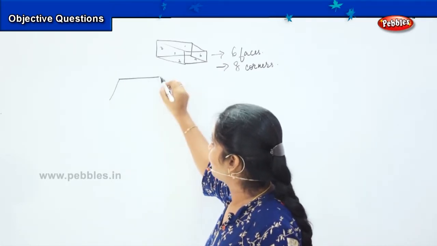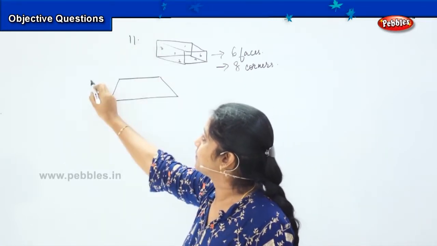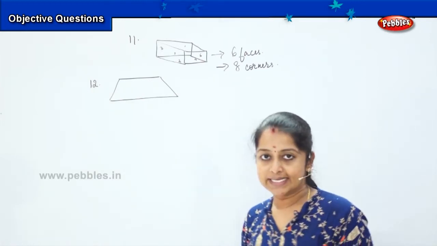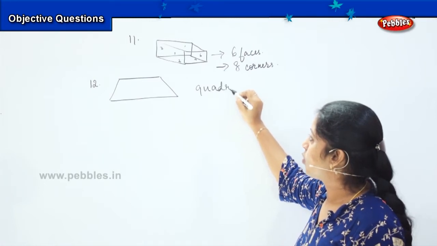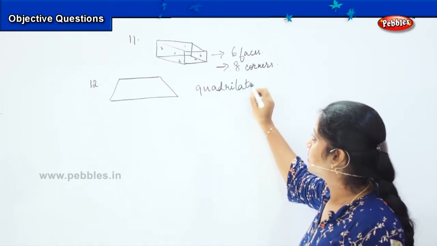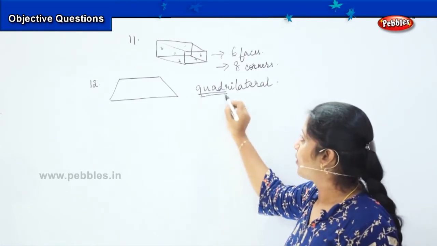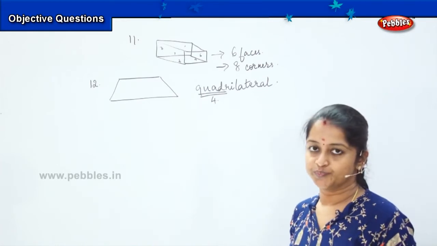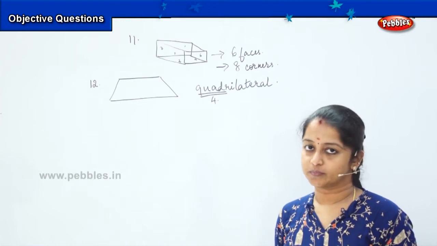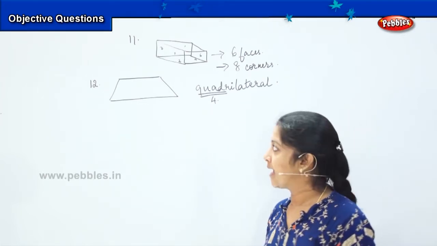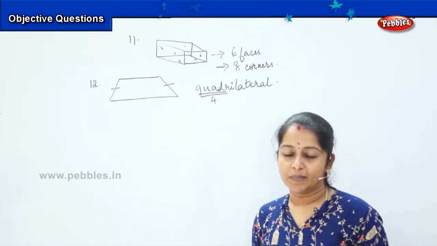Now, this is a quadrilateral. As I said, a quadrilateral means 4 sides. The word quad refers to 4. So, there are 4 sides in a quadrilateral. And a quadrilateral has only one side equal. The other sides may not be equal.